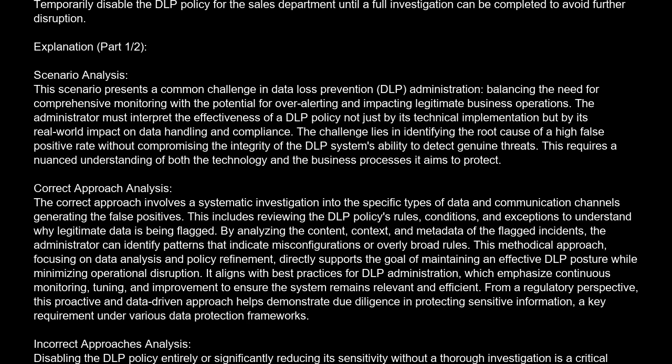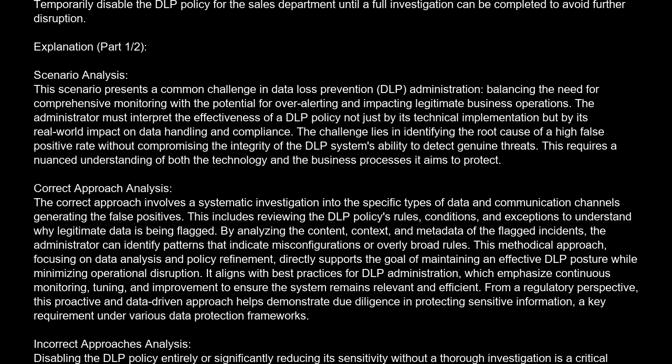Explanation. Scenario analysis. This scenario presents a common challenge in data loss prevention (DLP) administration, balancing the need for comprehensive monitoring with the potential for over-alerting and impacting legitimate business operations. The administrator must interpret the effectiveness of a DLP policy not just by its technical implementation, but by its real-world impact on data handling and compliance. The challenge lies in identifying the root cause of a high false positive rate without compromising the integrity of the DLP system's ability to detect genuine threats. This requires a nuanced understanding of both the technology and the business processes it aims to protect.